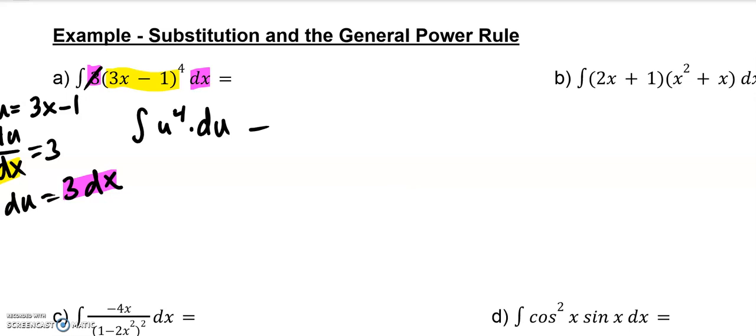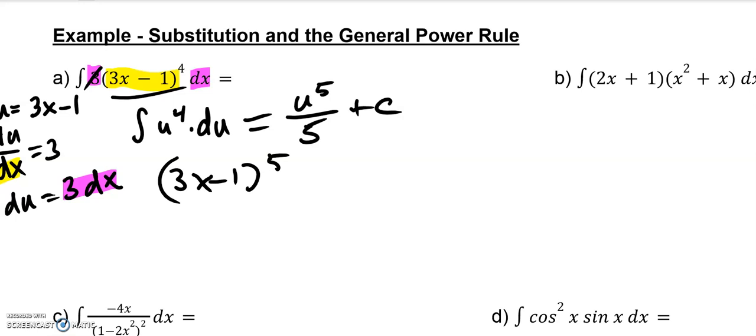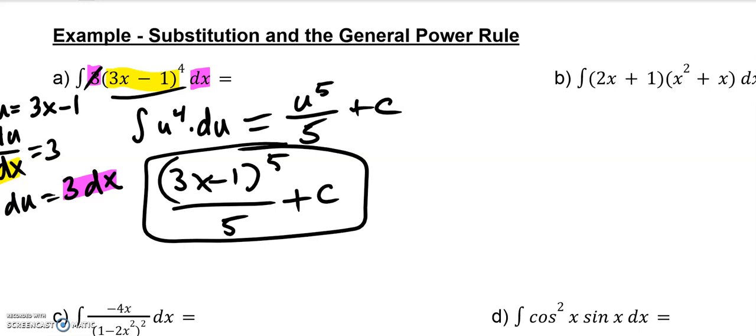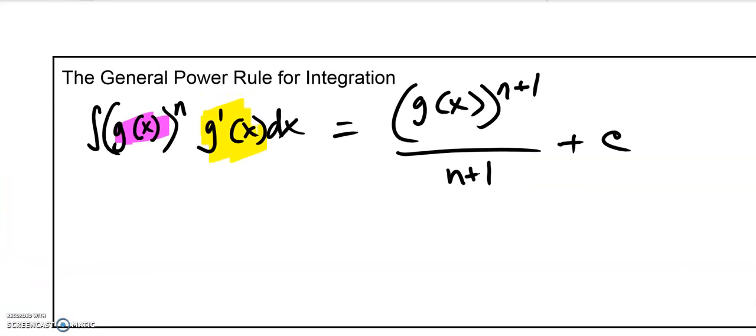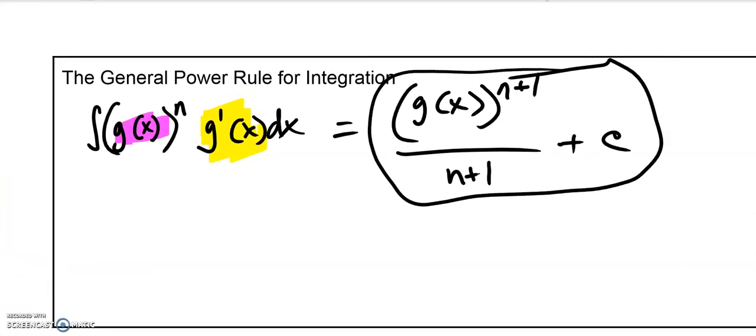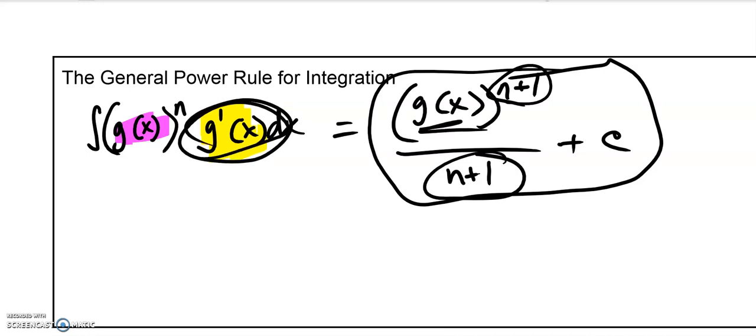If we were to finish this, this would be u to the 5th over 5 plus c, and you just plug the 3x minus 1 back in there. Right, there's our answer, and you can see in the general power rule, that's what we ended up doing. We added 1 to the exponent, divided by that new exponent, because we noticed that the derivative of the inside is exactly the same thing as that number or that function, whatever it is being multiplied to it.